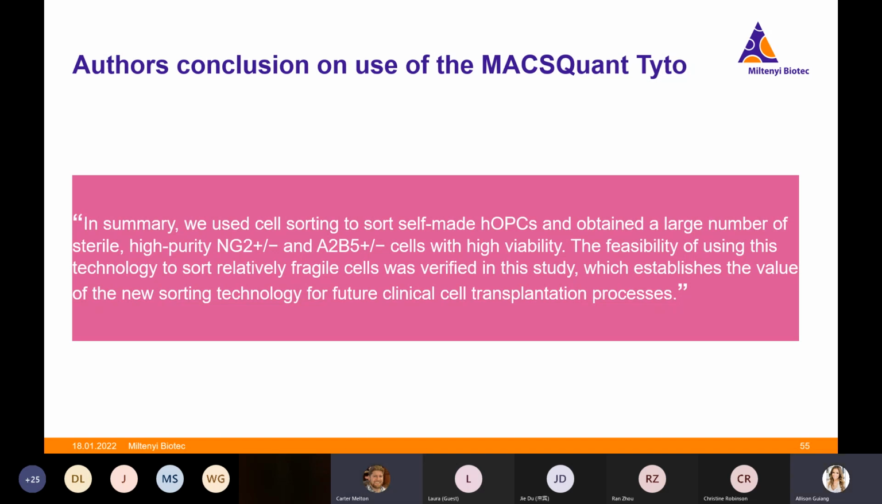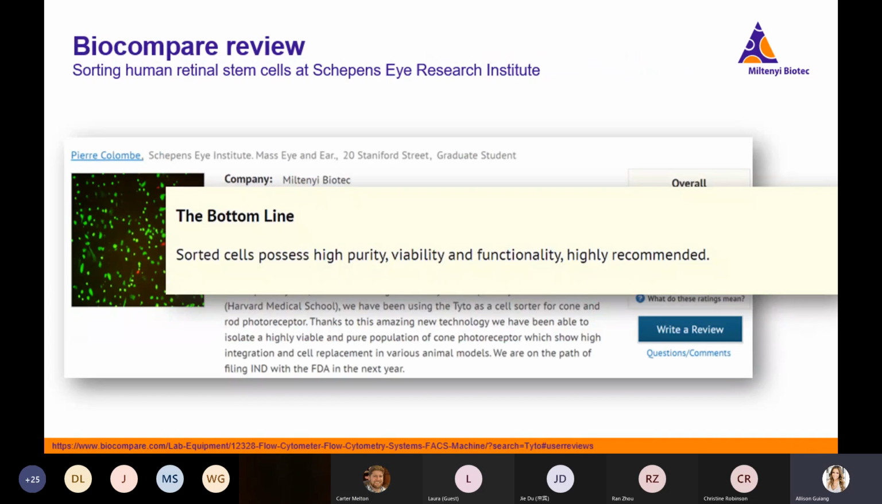Yeah. Awesome. Thanks, Card, for going over those applications. I'm just going to go through a couple more testimonials to show you some perspectives on what people have done. Here's another Biocompare review saying the sorted cells possess high purity, viability, and functionality, highly recommended.